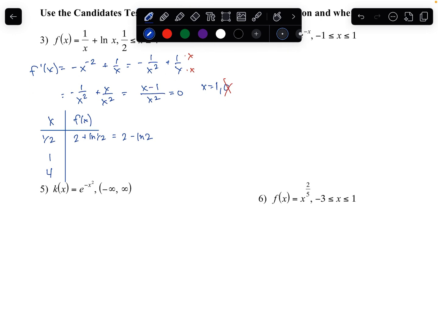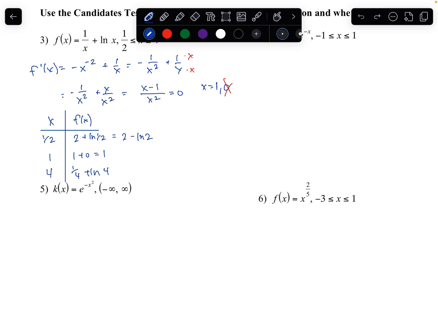If I plug in 1, that's going to become 1 plus 0. That's going to become 1. If I plug in 4, that's going to be 1/4 plus the natural log of 4. Now, which one is actually going to be the highest of these? That's a good question. Just plug them into your calculator. Cool. I think this one might be the minimum. And I think this is going to be the maximum right here.